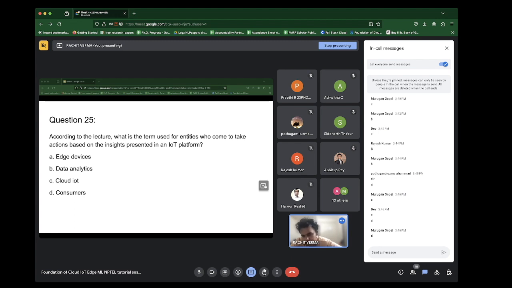Cloud IoT happens before the processing and before the insight has been generated. Data analytics is used to generate the insights. Edge devices, of course, are also there, but they're not really the consumers directly. They exist to reduce the round trip time between the device and the cloud. Edge devices could facilitate this communication with the cloud, but they are not consumers directly.